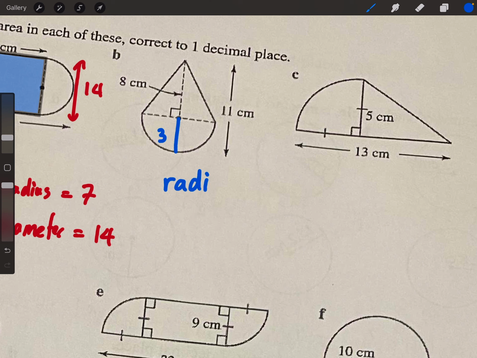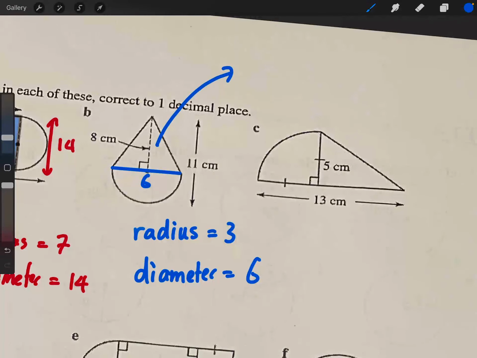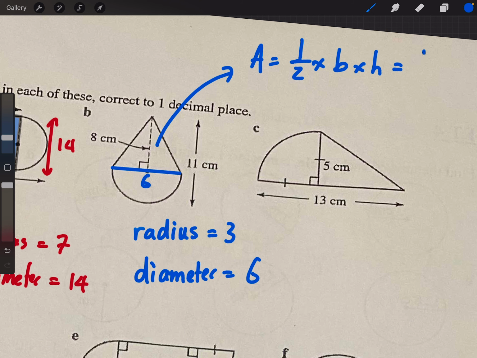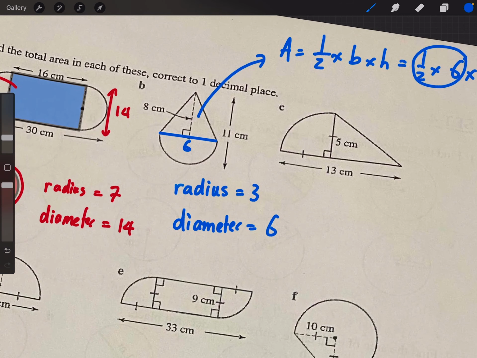If the radius is equal to 3, then the diameter must equal 6. And you can see that this is the diameter of the circle, which is 6. So the area of the triangle we know to be a half times base times height, which means a half times 6 times 8. Half of 6 is 3, 3 times 8 is 24. So therefore the area of the triangle is equal to 24.